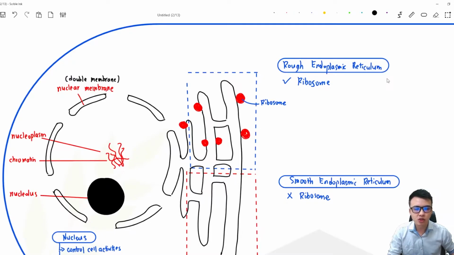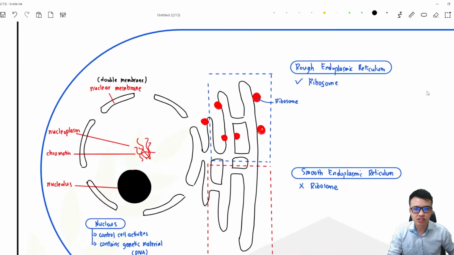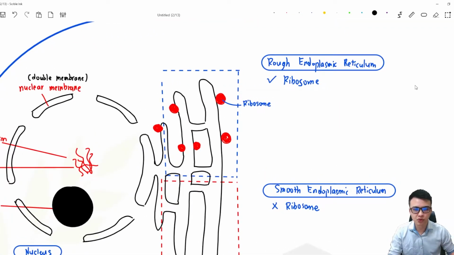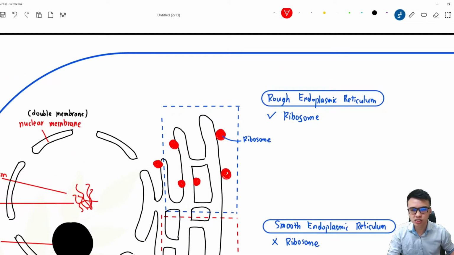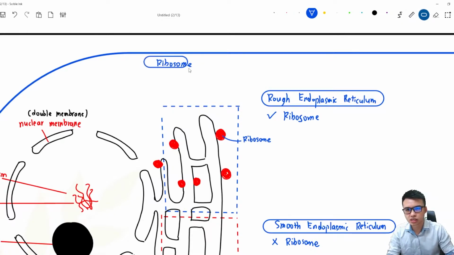So this rough endoplasmic reticulum has the function which can transport the protein that comes from the ribosome. That's why to understand the function of rough endoplasmic reticulum, first we need to look into this organelle, which is the ribosome. So guys, let's zoom in to this ribosome. We have another organelle here. Let's draw another organelle here, which is called the ribosome.